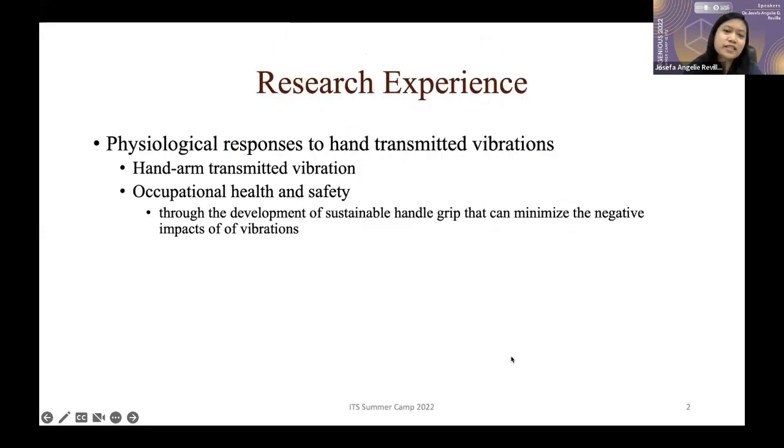Okay, let me start my presentation. First, let me give you a very brief introduction of how I started with this research. My research experience is about the physiological responses to hand-arm transmitted vibrations. From our earlier research here in the Philippines, we started focusing on hand-arm transmitted vibration. But because of some limitations in the equipment, especially ergonomic equipment, we were not able to consider the physiological effects of such transmitted vibrations on operators. So when I took my PhD in Japan, this topic became the focus of my dissertation. Specifically, the main focus of the research is to develop a sustainable handle grip that can minimize the negative impacts of vibrations.